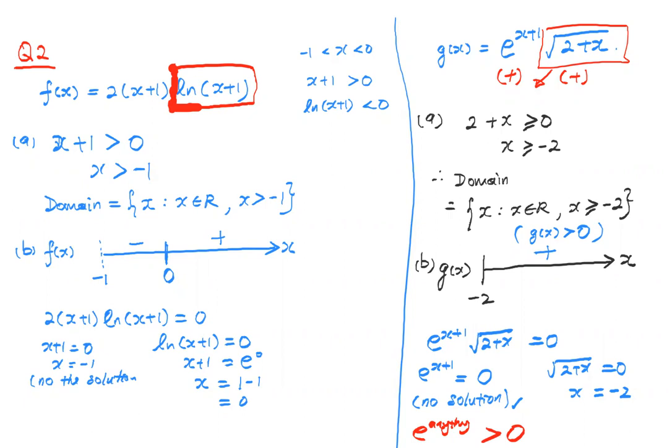Okay, so I'm going to continue with this question, your practice 6, question 2. Are you ready? Okay, I go to the next one. I've done parts A and B. Now they say find the gradient function for y equal to f(x). So y equal to 2(x plus 1) ln(x plus 1). This one you have to use the product rule. So your dy/dx.